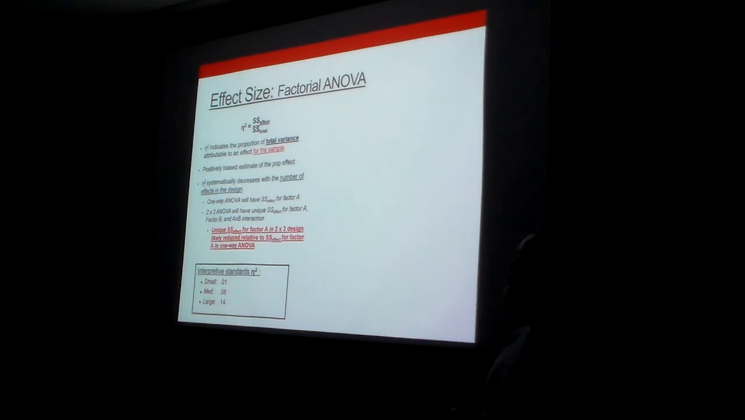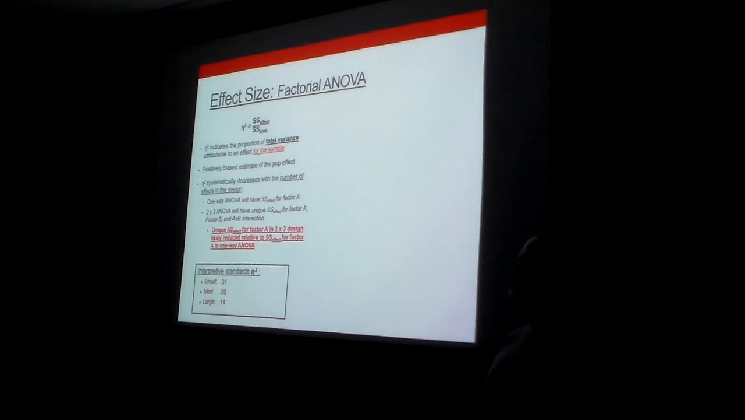But when we go into our factorial designs, we've got another problem with eta squared: it is going to systematically decrease, all other things being held equal, with the number of effects in my design. In a one-way ANOVA, I have a sum of squares effect for factor A. But in my 2x3 ANOVA, I'm going to have a unique sum of squares for factor A, factor B, and then the interaction of factor A and factor B. As I add additional factors, anything that's overlapping with factor A and factor B gets pulled out.